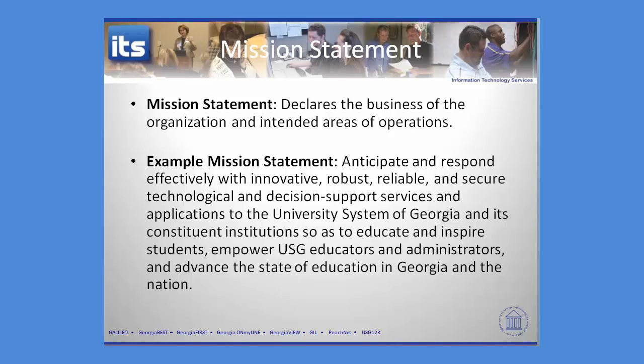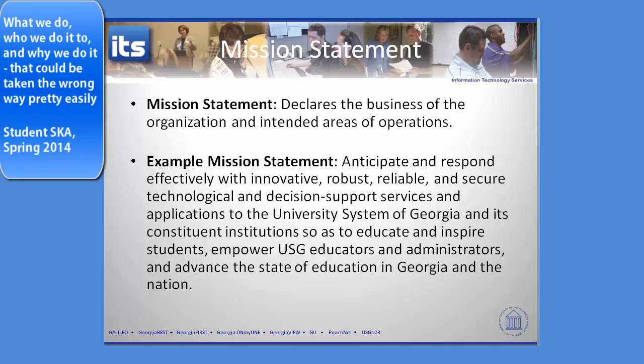And why do we do it? Well, we do it to educate and inspire students, to empower educators and administrators, and advance the state of education. Who do we do it to? Well, it's the University System of Georgia and its constituent institutions. So you can catch the three kind of components of a mission statement. It's a little bit of a long sentence, but it does have each of those components within it of what do we do, who do we do it to, and why do we do it.